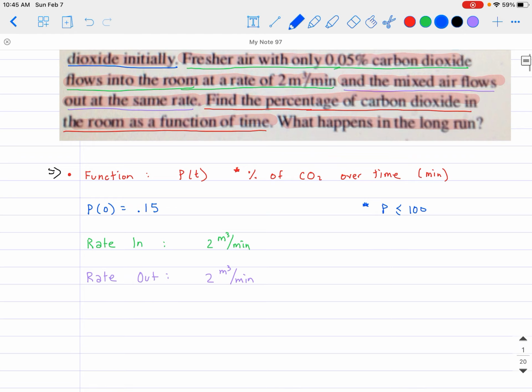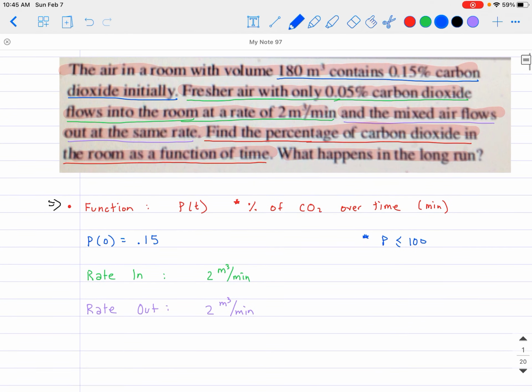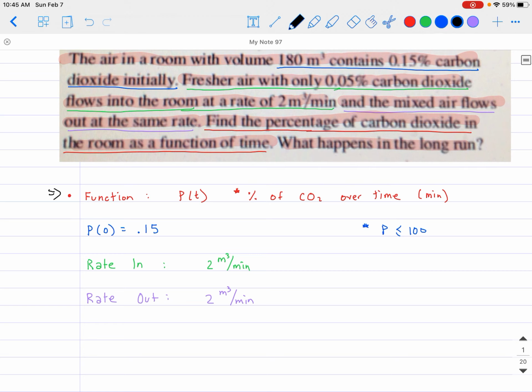So let's go ahead and try to put all this together and see if we can come up with a differential equation then. As I said first, we're going to have to look at dP/dt, okay? And dP/dt in this case represents the percentage of carbon dioxide that's in the room at a certain rate. Sorry, let me be a little bit more specific. dP/dt represents the rate at which the percentage of carbon dioxide is going to enter or exit the room, the total rate basically.